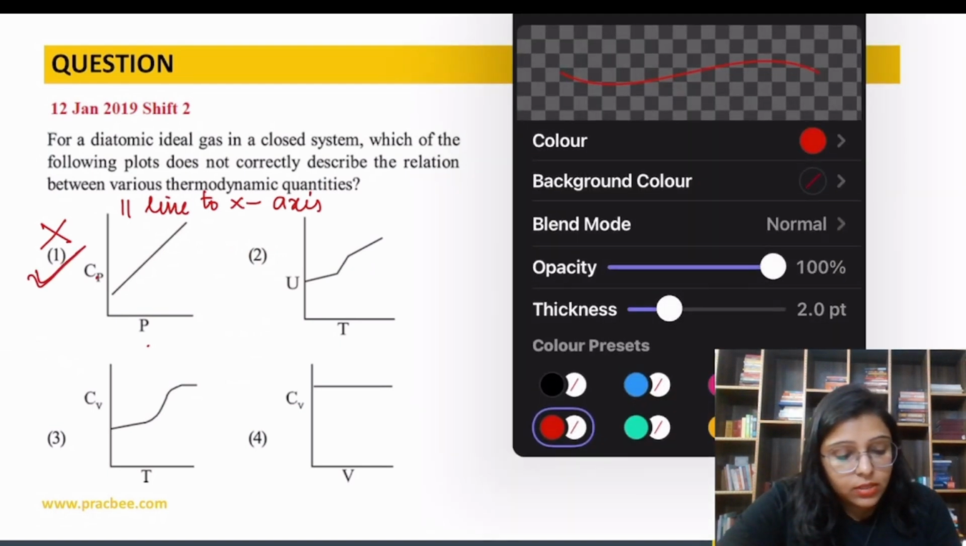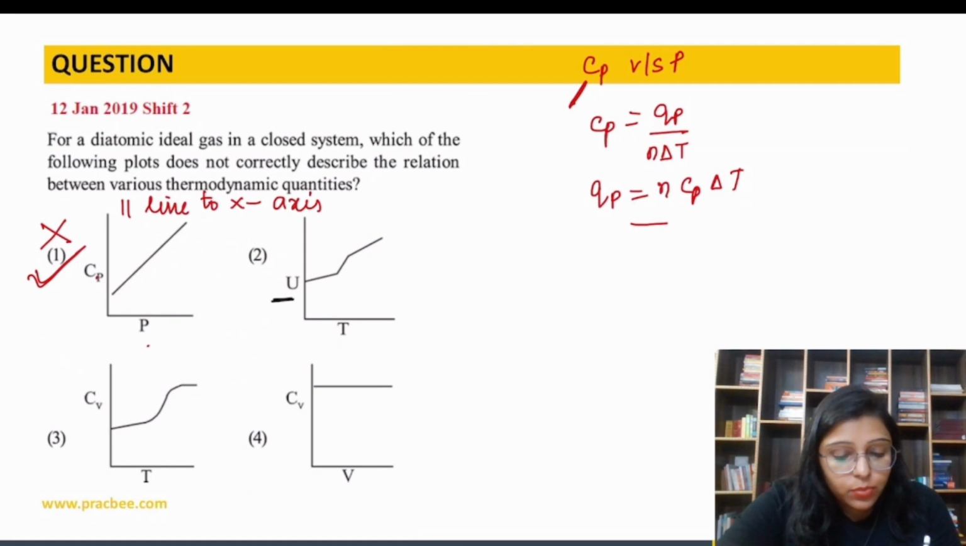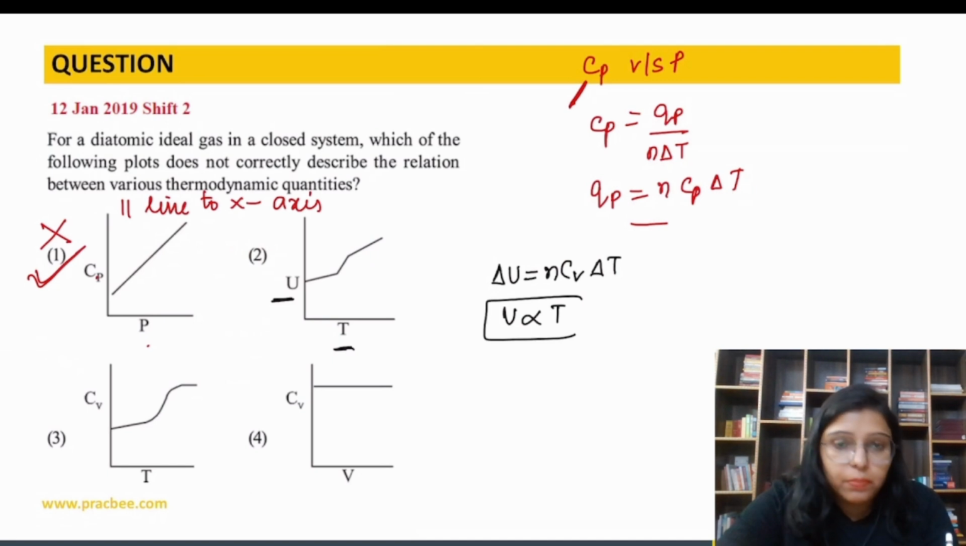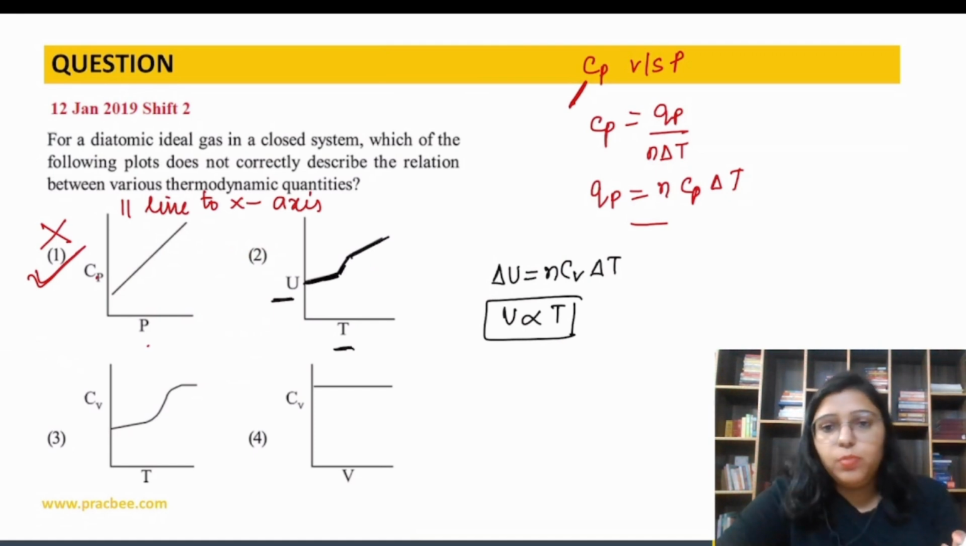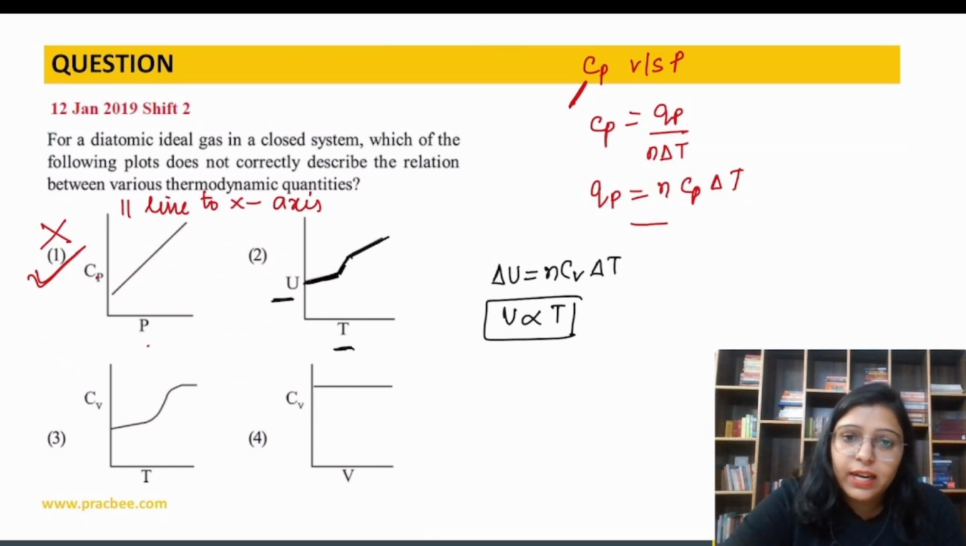The second option is internal energy change versus time. Internal energy delta U is equal to n Cv delta T, or we can say internal energy is directly proportional to temperature. If you increase the temperature, then the internal energy of the system increases. So yes, it is possible. On increasing temperature, internal energy increases. So it is possible. Now we have Cv and delta T.